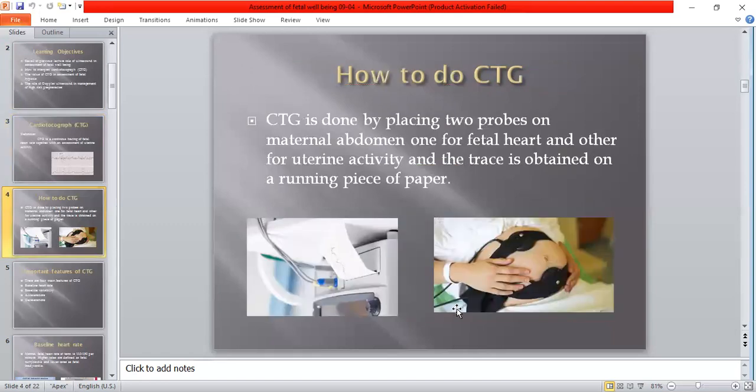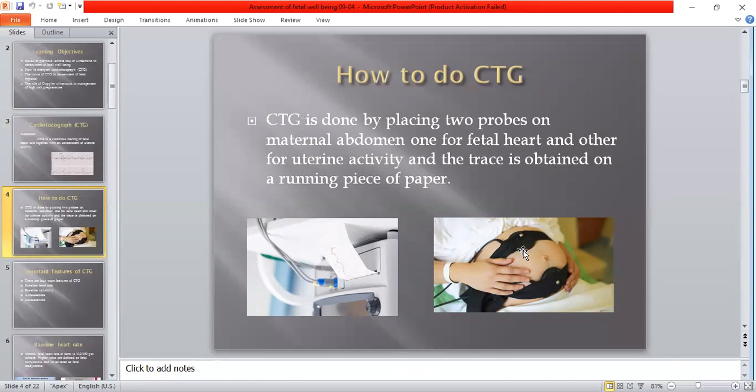Now how do we perform CTG? This is the CTG machine. This is the recording paper, and this picture shows how we perform CTG. CTG is done by placing two probes on the maternal abdomen, one for fetal heart rate and the other for uterine activity, and the trace is obtained on a running piece of paper.